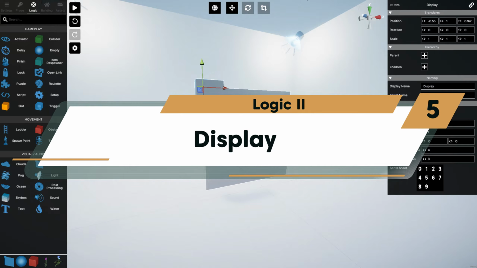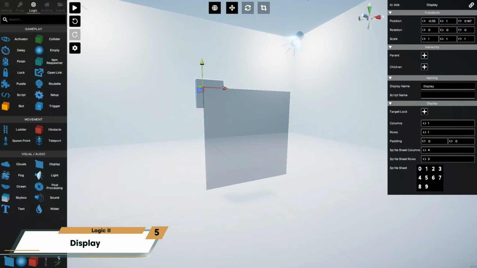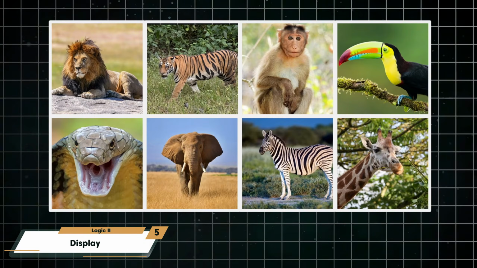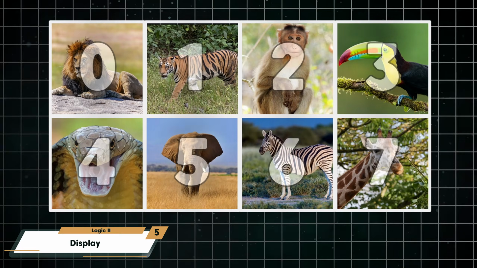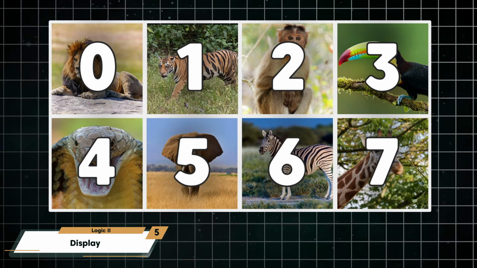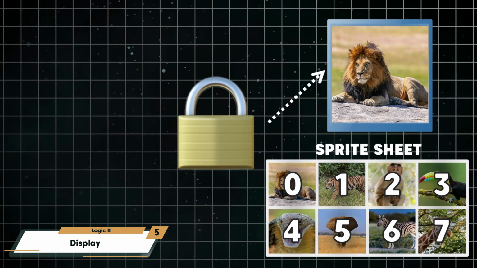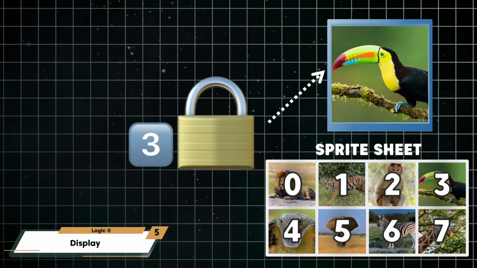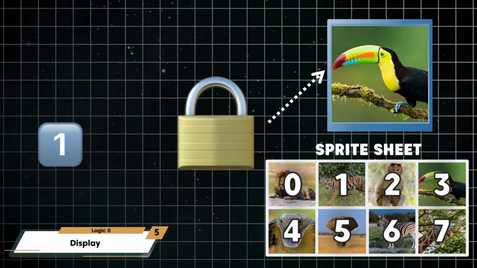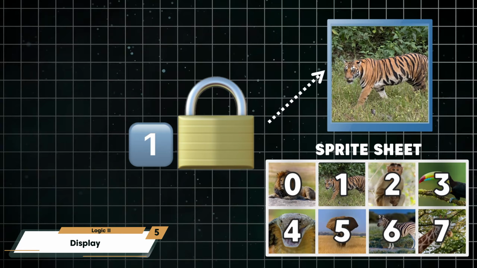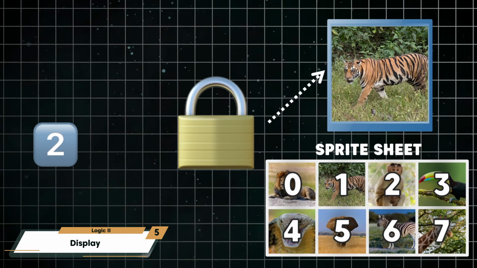The display logic prop lets you show an image from a sprite sheet on demand. A sprite sheet is a collection of images arranged in a grid. The display assigns each image a numerical value starting at 0, counting left to right and top to bottom. Every time the display's target lock receives a new numerical input, the display switches to the image that matches that number. This allows you to create dynamic images in your scene.